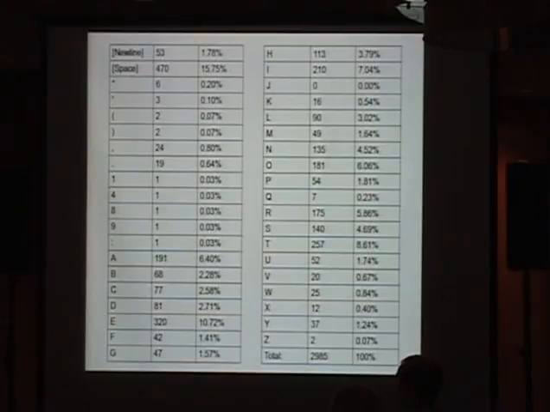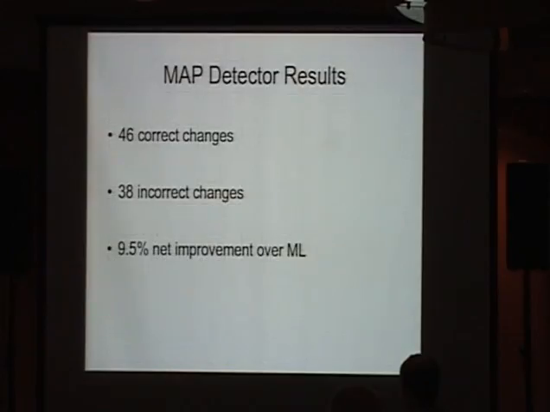We just grabbed the first page of our paper, calculated some probabilities for each letter, and ran it through our program. And basically found that it corrected 84 letters. 46 were correct changes, and 38 actually changed a right letter to an incorrect letter. But overall, that's still a 9.5% improvement over the maximum likelihood.